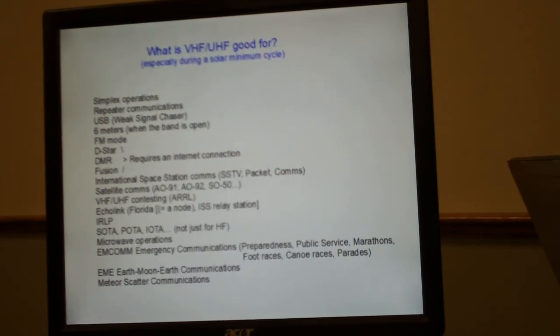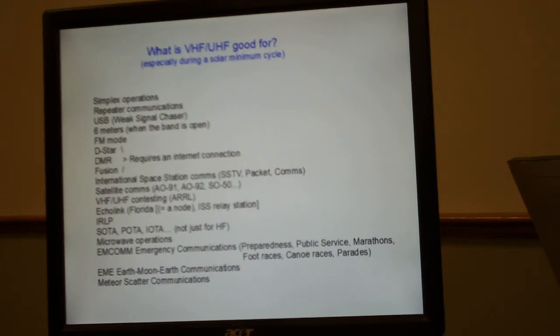There's the whole microwave operation that has its uniqueness of its own. You've got MCOM, which is all communications, emergency communications, preparedness, public services. A lot of people volunteer to help out local races and parades. There's Earth-Moon-Earth, which is actually bouncing your signal off of the moon and having it come back to your radio. Very similar to satellite communication, except I'm bouncing off the moon. Again, it requires a little more equipment, better antennas, more power.